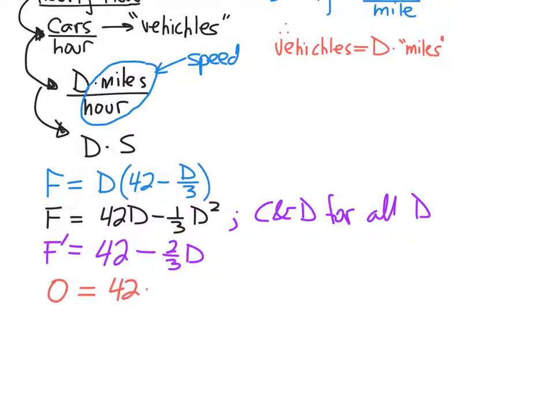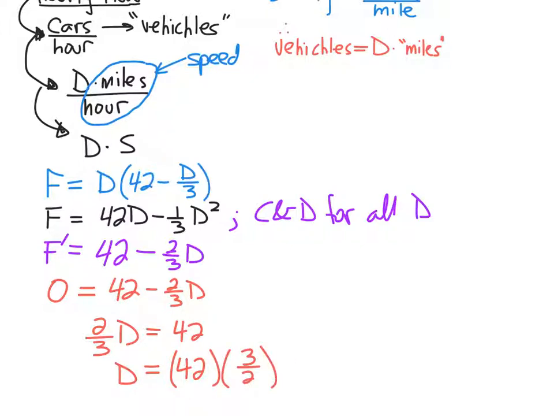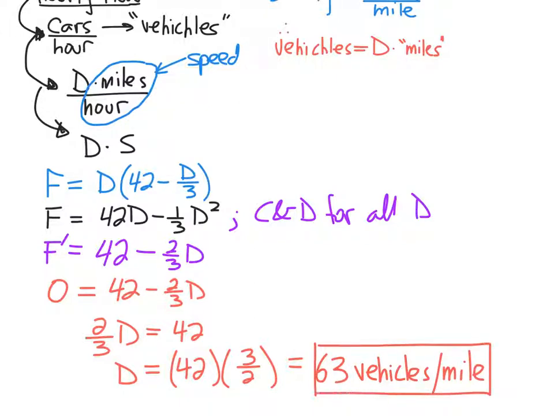So 42 minus 2/3 times the density, so 2/3 d equals 42. So d would be 42 times 3/2. So 63. And continuing my theme of never making a mistake ever, this would be vehicles per mile.